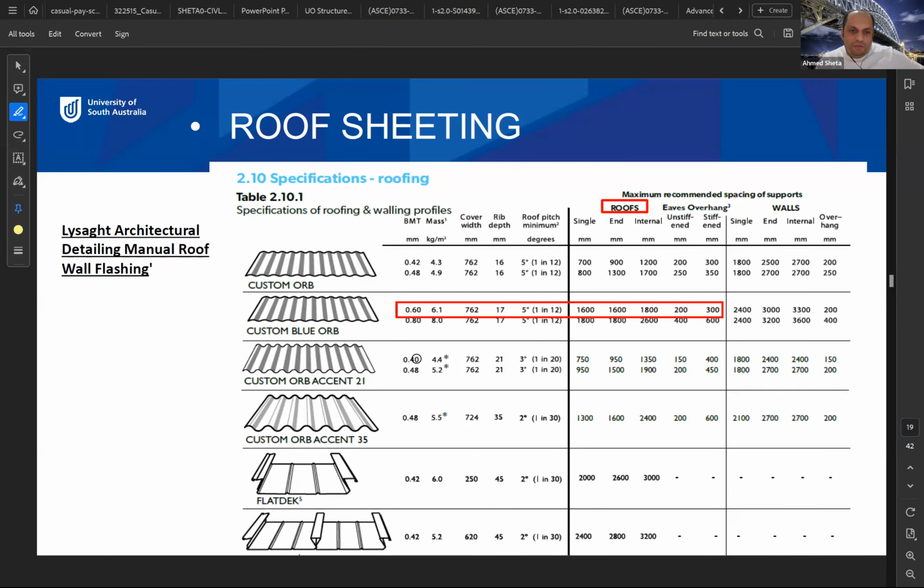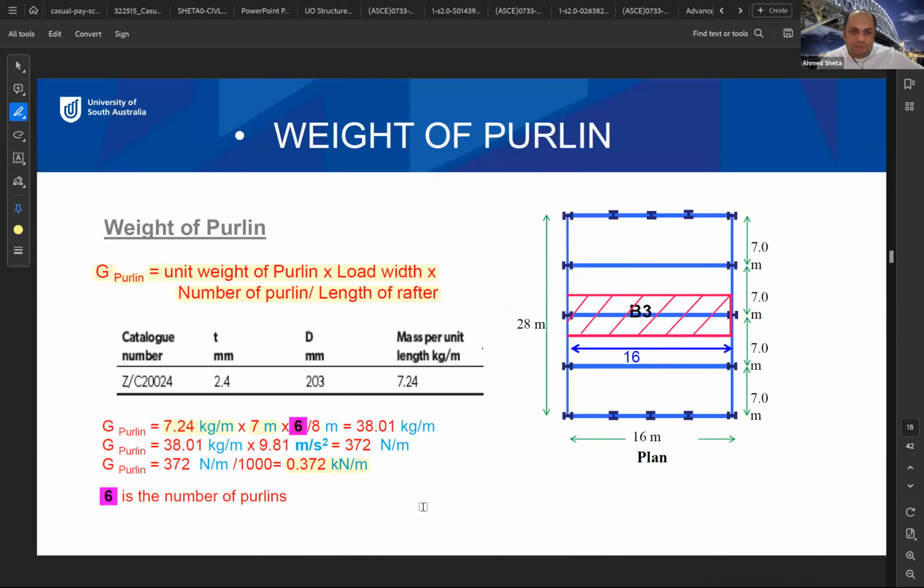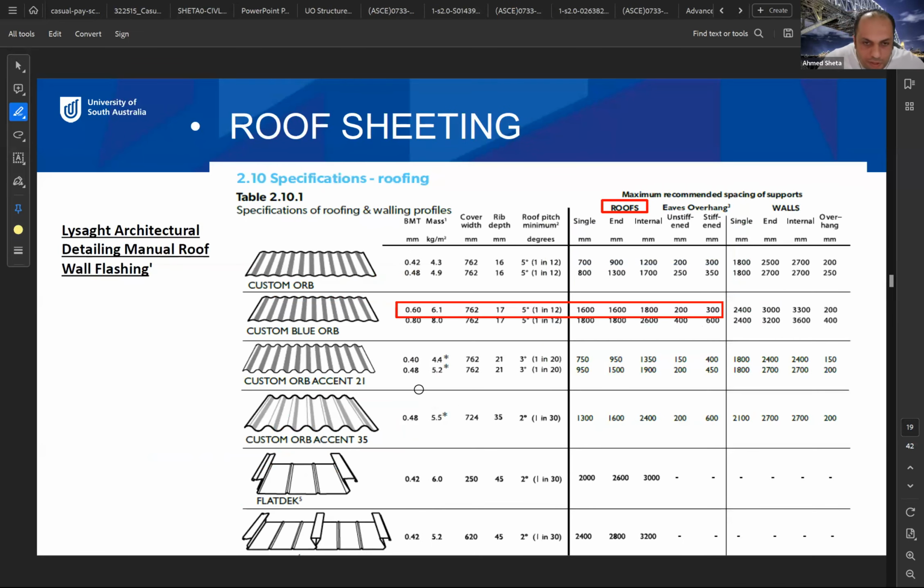What you have to do, I think it is given to you to select one because it is already Spanrib, as you mentioned, right? So you have to follow the requirement of the assignment. So if it is Spanrib, you have to use Spanrib. Otherwise, you can select whatever sheet you want. Okay. Like for example, this example, what is the type selected here? Select the Custom Blue Orb.